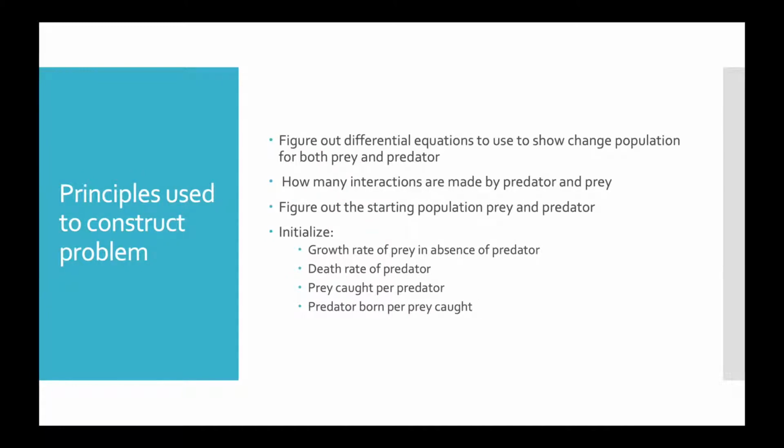The principles that we used to construct the problem were figuring out the differential equations that were needed to show the change of populations for both the prey and the predator, and also how many interactions were made between the predator and prey, and then also figuring out the starting population of the prey and the predator. So the things that we had to initialize were the growth rate for the prey in absence of the predator, and the death rate of the predators, the prey caught per predator, and the predators born per prey caught.